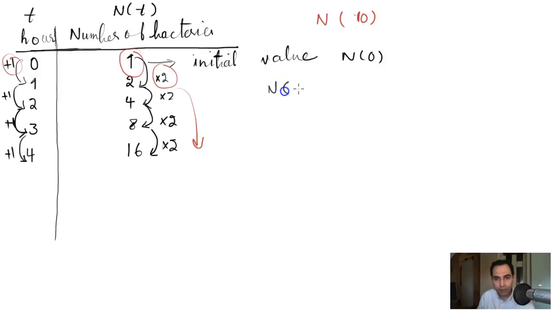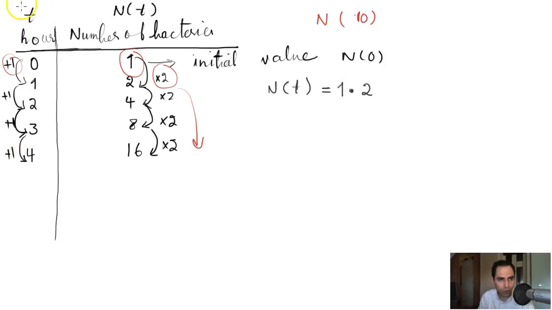Your function is n of t, and you see that n of t starts with a value. When t is equal to 0, n of t is equal to 1. So this is your initial value. And every time your input is incremented by 1, your output is multiplied by 2. Your output is multiplied by 2 every time your input is incremented by 1.